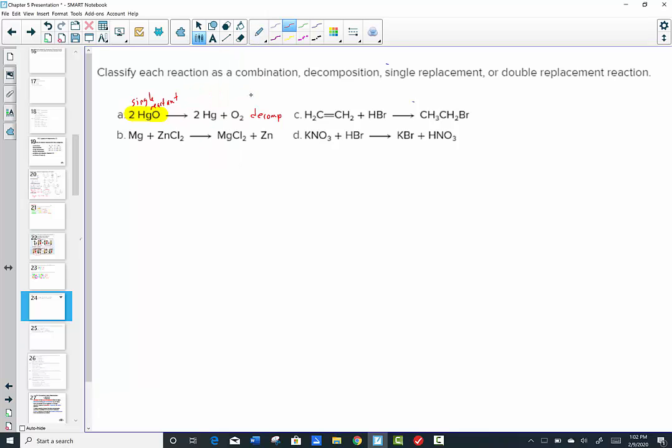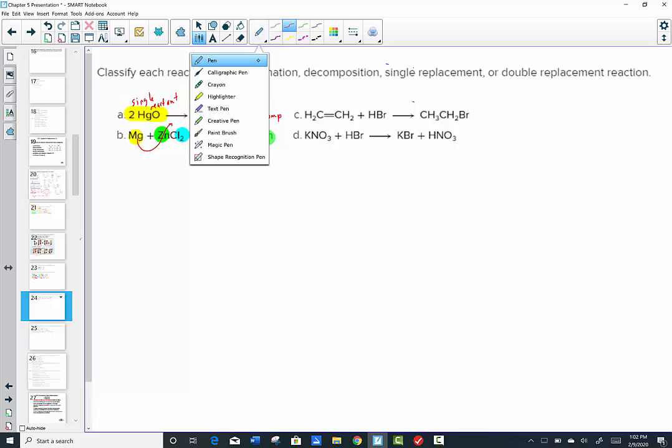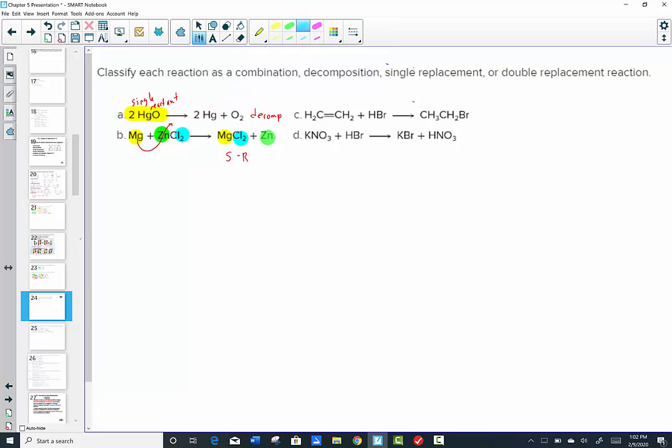Now, in letter B, it looks like I have 3 characters. I have a magnesium, I have a zinc, and I have a chloride. 3 different characters means an element plus a compound. Magnesium displaced the zinc, so now it's by itself. Magnesium stole the last name, magnesium chloride. Single replacement. Letter C, what did you find? Well, I find that I have just one and only one product. And that makes that unique to a combination reaction.